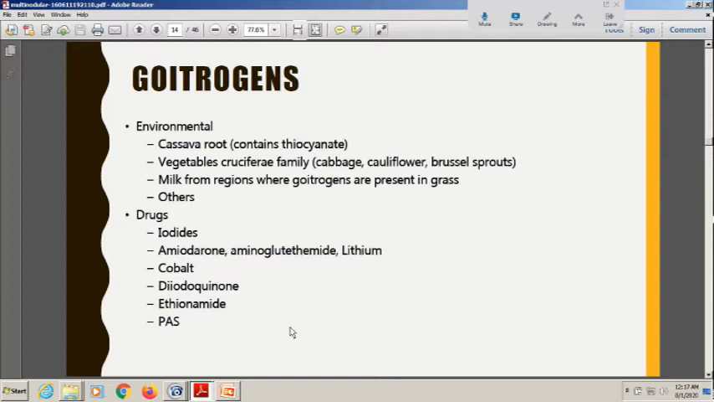Now the common drugs like iodides, amiodarone, cobalt, lithium, these are the drugs which are goitrogens. So what they do is they interfere with the production of thyroid hormone.